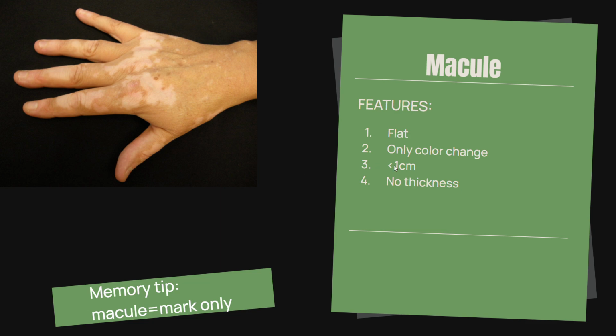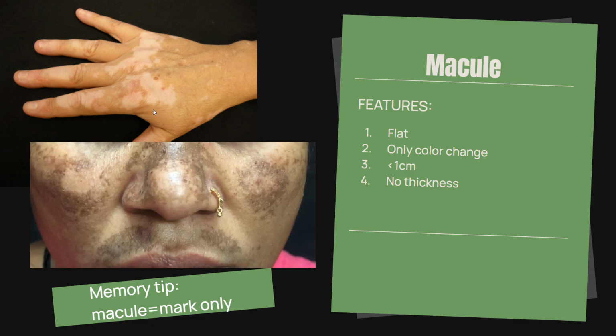And if the same lesion is more than 1 centimeter, then we call it a patch. So very simply, if macule is small, patch is large. Here there are a few examples. This is the dorsum of the hand of one patient showing vitiligo lesion, and this is a patient with melasma.